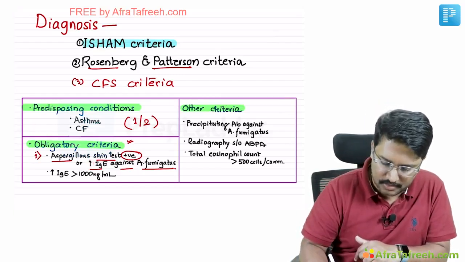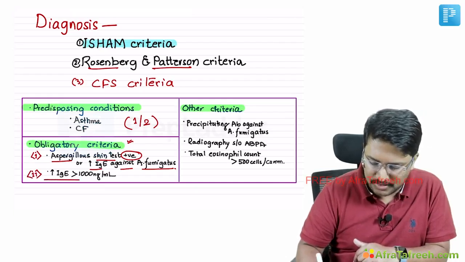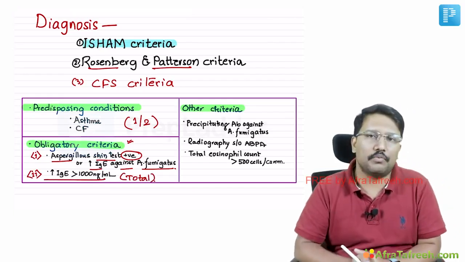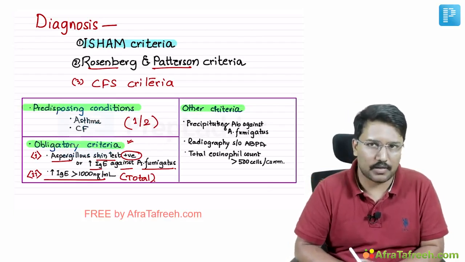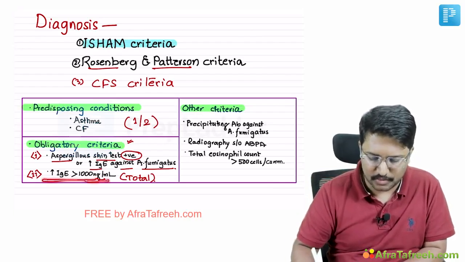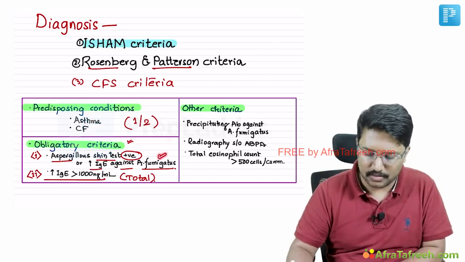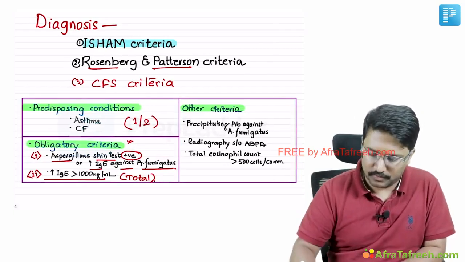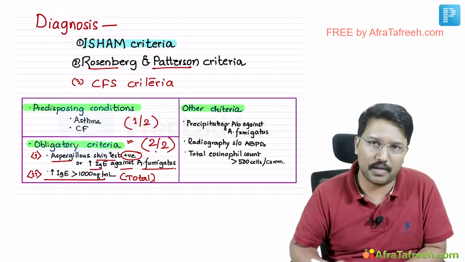This is obligatory criteria number 1, and obligatory criteria number 2 is the total IgE levels, right? Total IgE level should be more than 1000 nanograms per ml or more than 417 international units per ml. So IgE levels greater than 1000 nanograms per ml is one of the obligatory criteria. The other one was the skin test positivity or the IgE specifically against aspergillus fumigatus. Now both of these should be there, because the name says it is obligatory criteria.